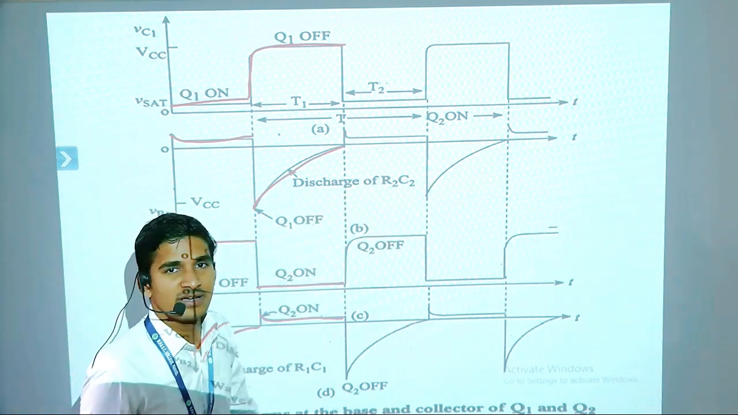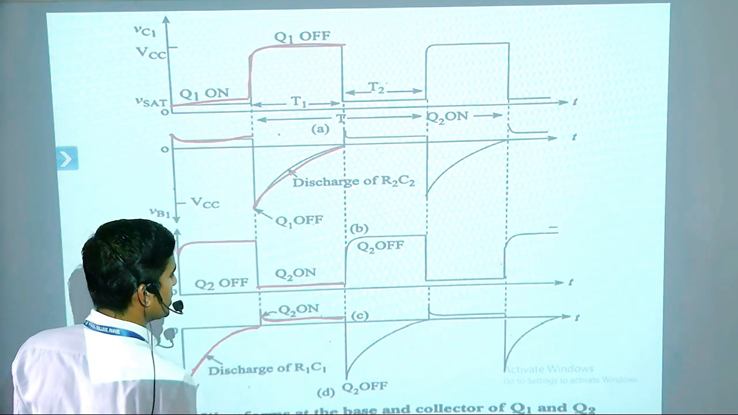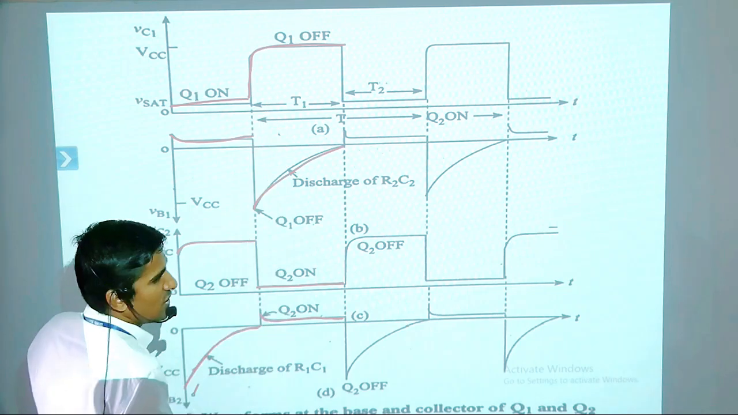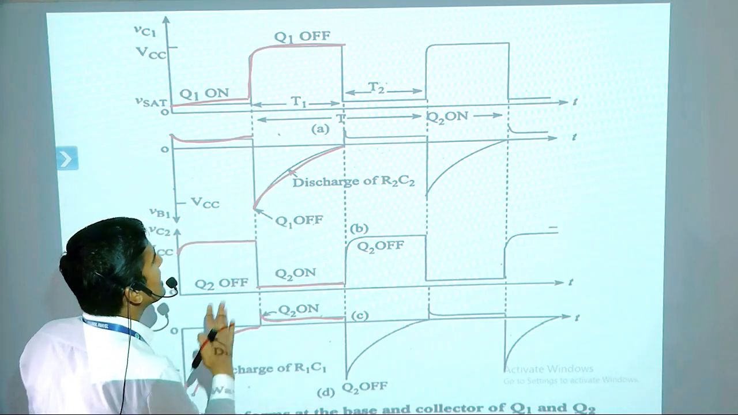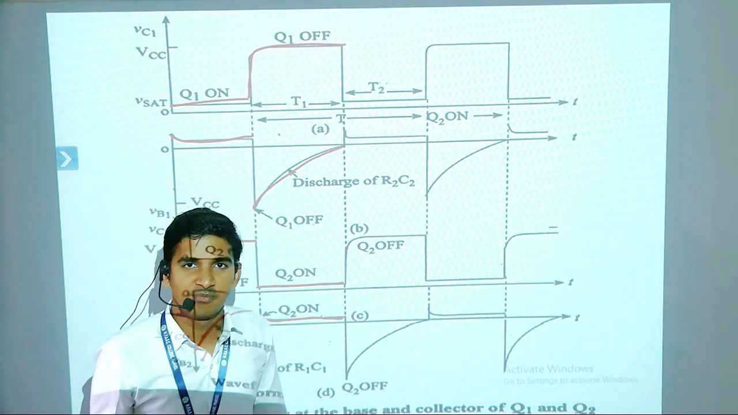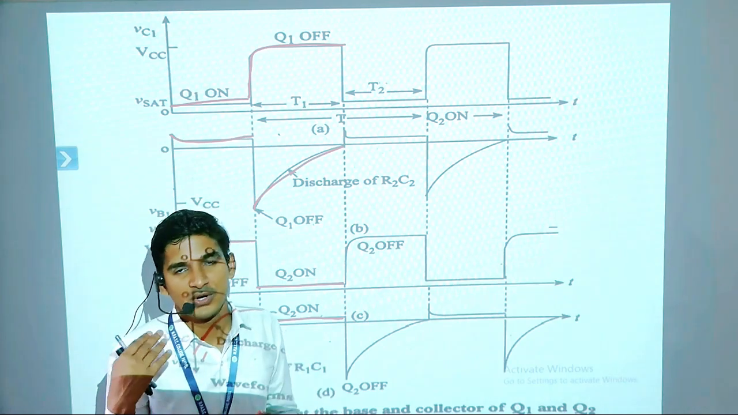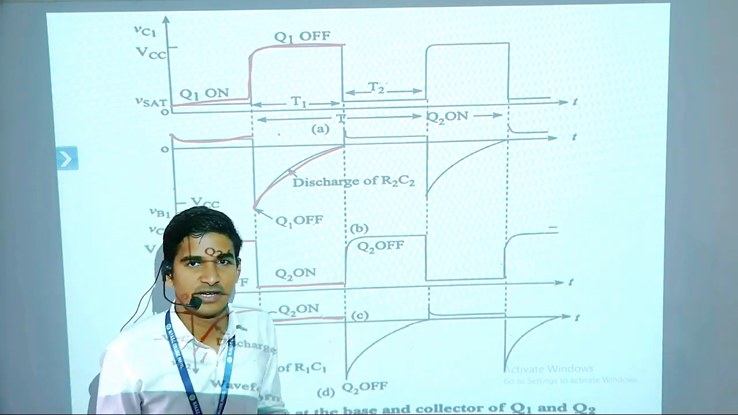Similarly for the third and fourth waveforms. When transistor Q1 is on, transistor Q2 is off. When transistor Q2 is on, transistor Q1 is off. Because of this reason, this is called astable multivibrator, meaning free running multivibrator. When Q1 is off, Q2 is on. When Q2 is off, Q1 is on.